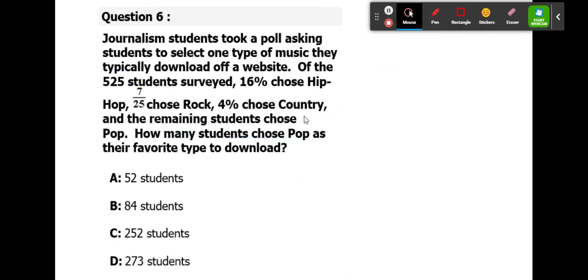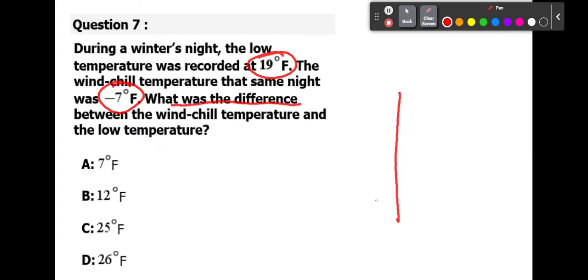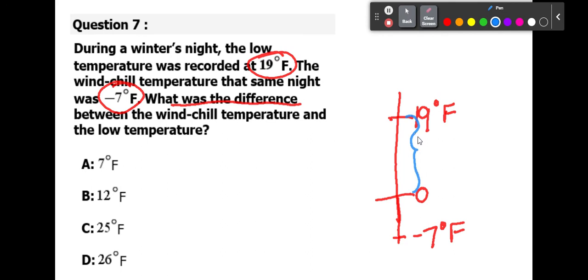All right, last question is, during a winter's night, the low temperature was recorded at 19, and the wind chill that same night went to below -7. What was the difference between them? This is a perfect draw a picture problem. All the temperature and elevation numbers. So if I'm at 19 and the low is -7, that's below 0. And when that happens, the difference between them is actually going to be more than 19, because you're going into the negative side.